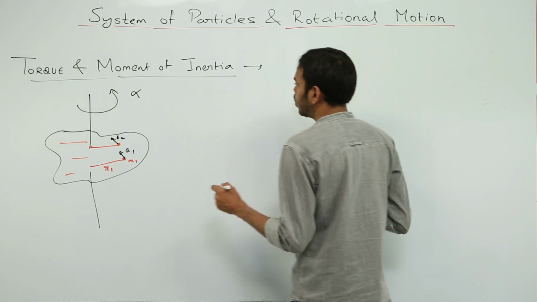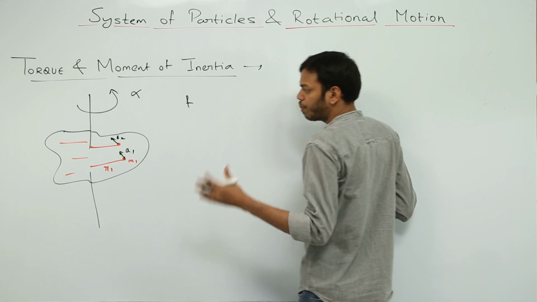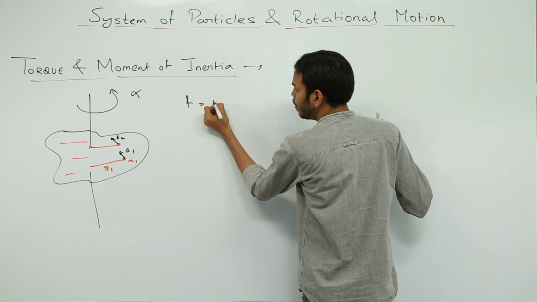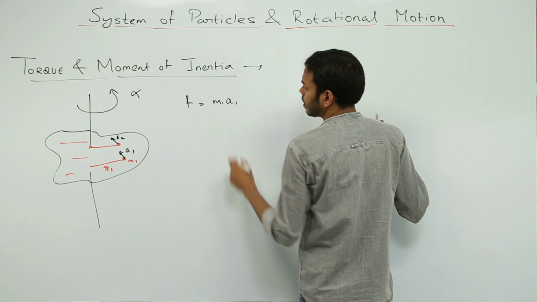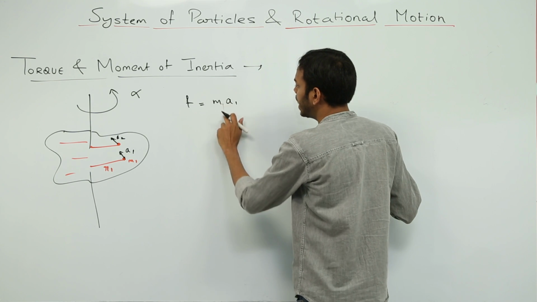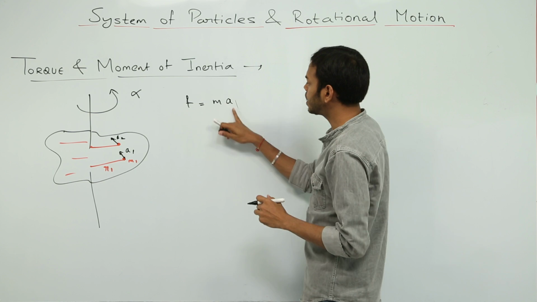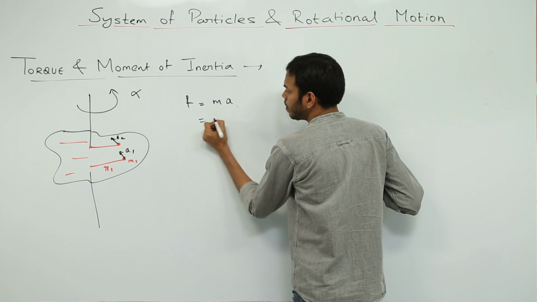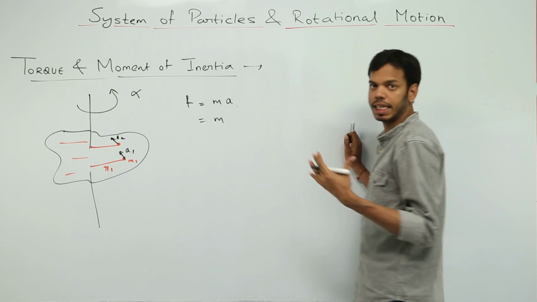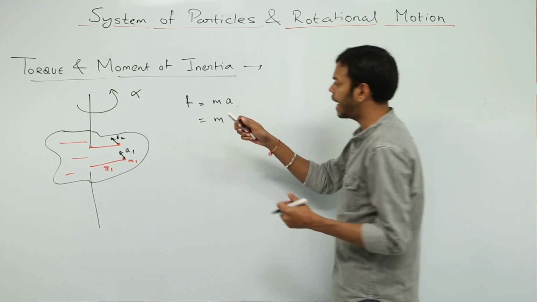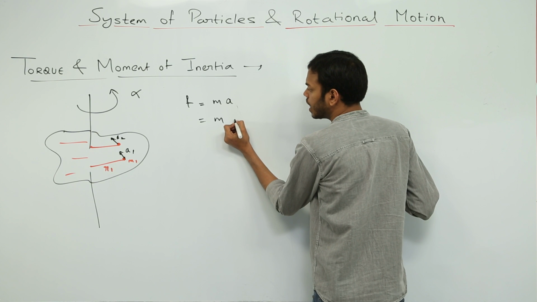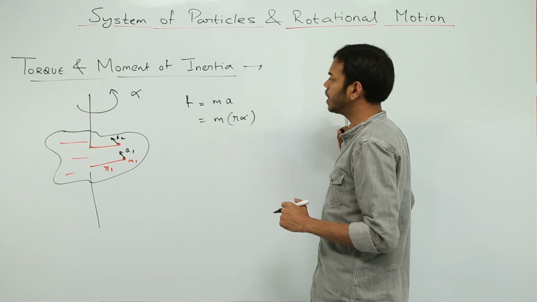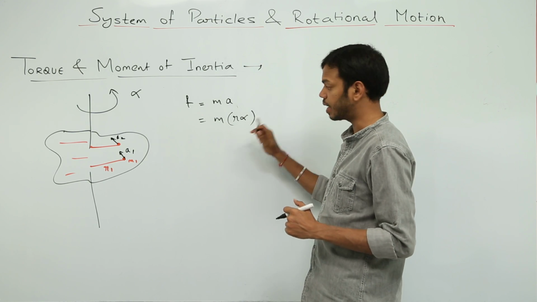So consider a force F acting on any one particle. The force would be given by what? Force is mass into acceleration, which is m1 into a1. I am taking the general case, so force on each particle would be m into a. But suppose that particle is at distance r from the axis of rotation, so a can be written as r alpha, right?